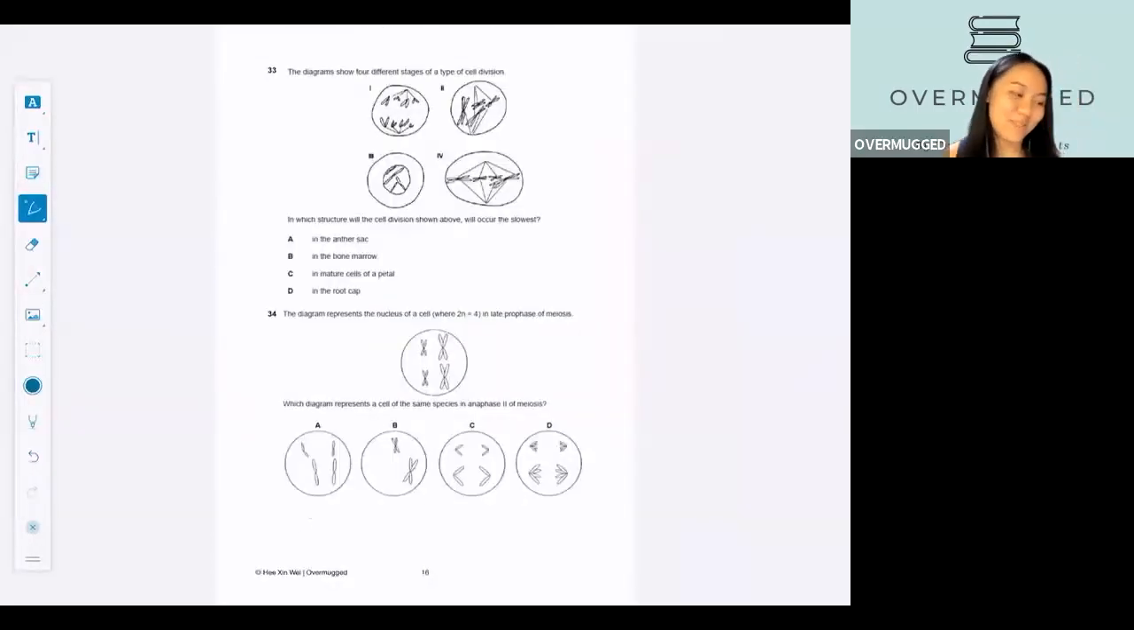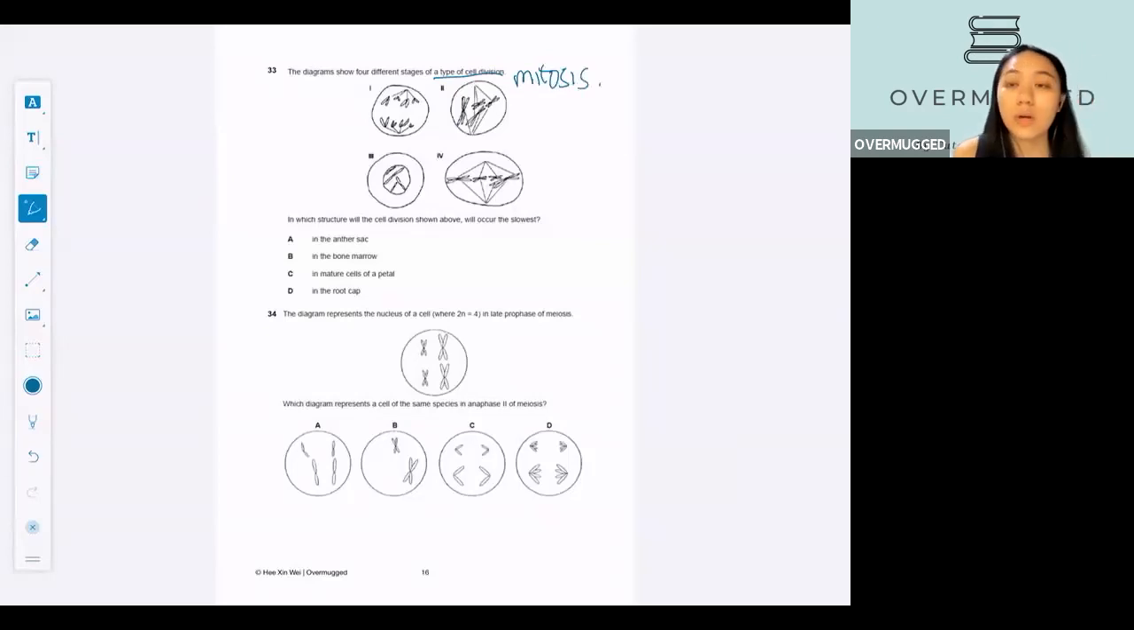33. Okay. 33 and 34 are both our cell division chapter. The diagram shows four different stages of a type of cell division. What is this type of cell division first? Is this mitosis or meiosis? This is the first thing you have to establish in this question. So how could you tell what it is? It's mitosis. Why?